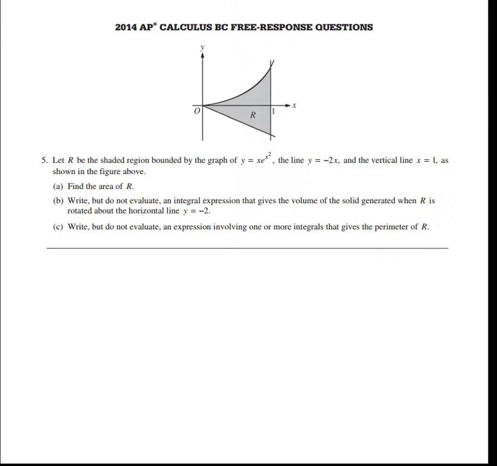Now let's move on to part B. Part B asks us to write, but not evaluate, an integral expression that gives the volume of the solid generated when R is rotated about the horizontal line y equals negative 2. This question is a throwback to the AP Calc AB revolution problems that we learned last year.